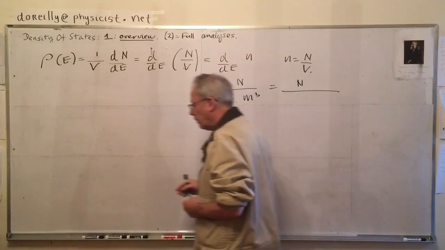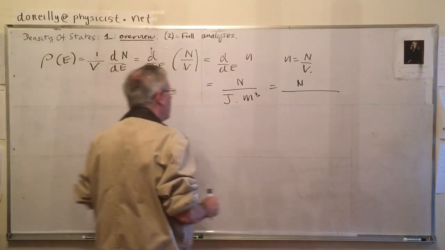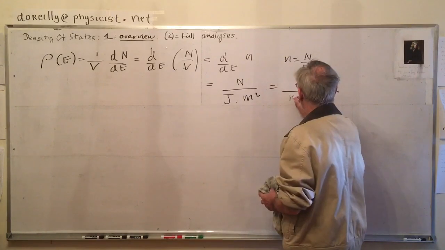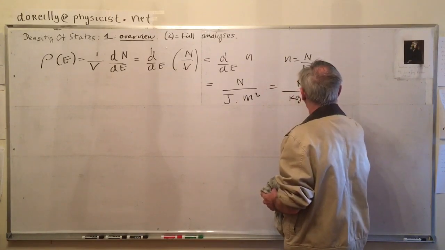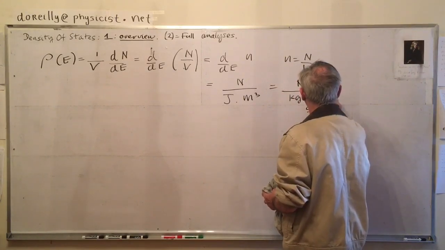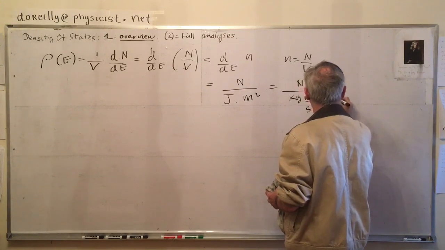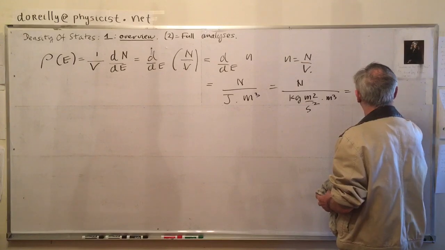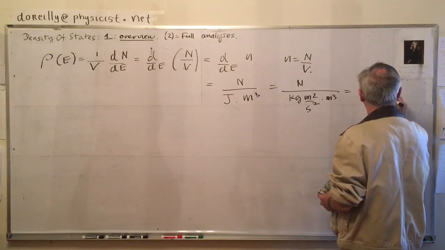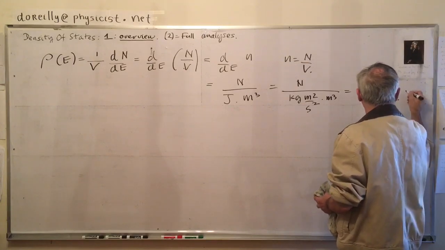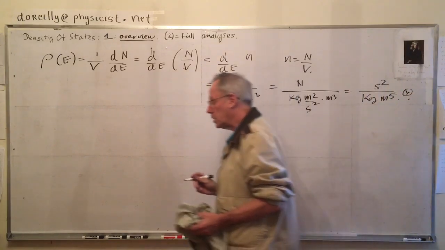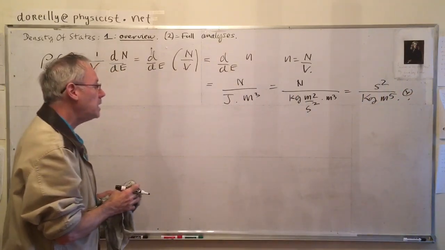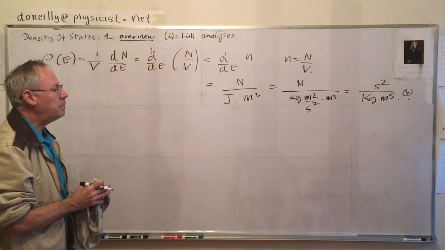Actually, that'll do us for now. Well, I can put it in. So the SI units of the density of states is seconds squared per kilogram per cubic meter.